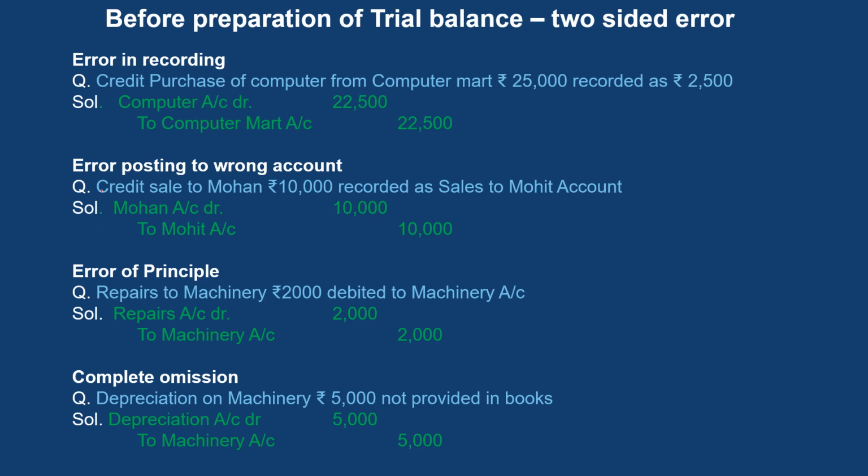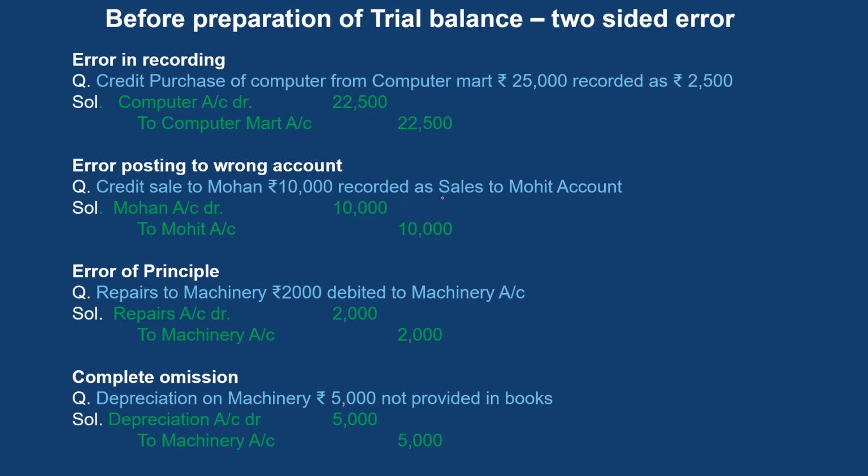Now, I'll give you an example on error posting to wrong account. Take an example. There was a credit sale to Mohan of 10,000. So, a simple journal entry. What would be the journal entry? We would debit Mohan and credit sales account with 10,000.